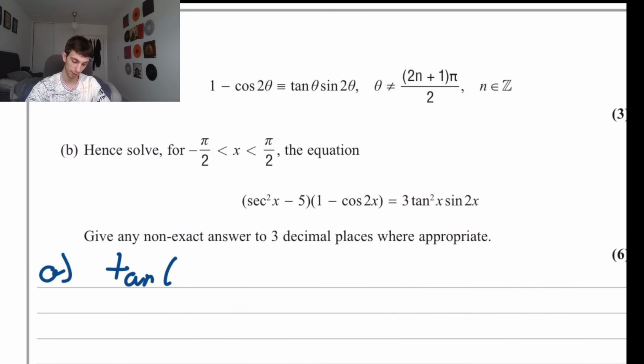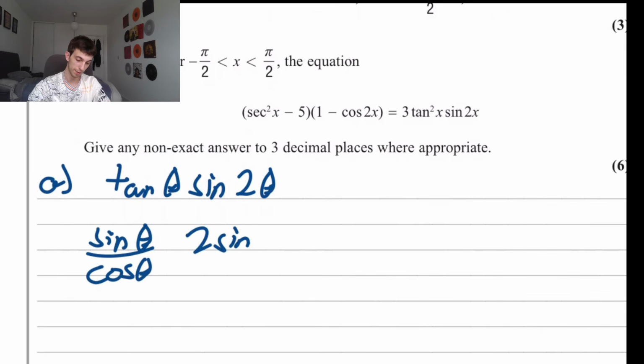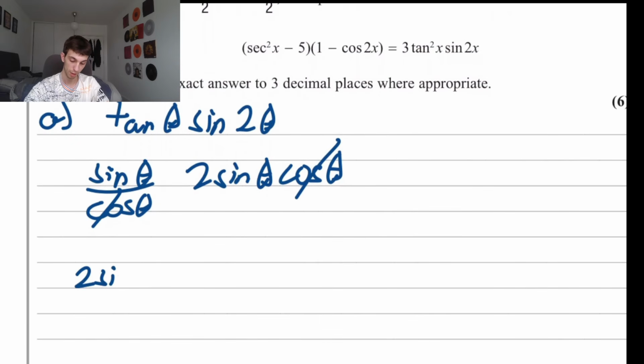So we have on the right-hand side, tan theta multiplied by sine 2 theta. Let's get everything in terms of sine and cos. So tan theta is sine theta over cos theta, and then sine 2 theta is 2 sine theta cos theta. Okay, great. From here we can quickly see our cos thetas will cancel out. That leaves us with 2 sine squared theta.